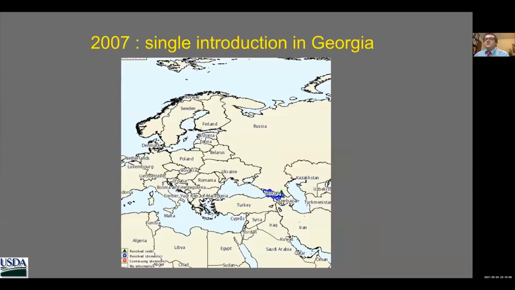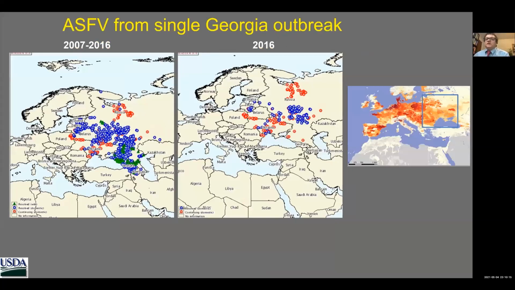However, in 2007, there was a single introduction in Georgia, and this was going to change things quickly. The single introduction quickly spread to northern Russia and into western Poland, and remained in this area for a few years. And I want to point out that this area was a relatively low pig-producing area of the world.